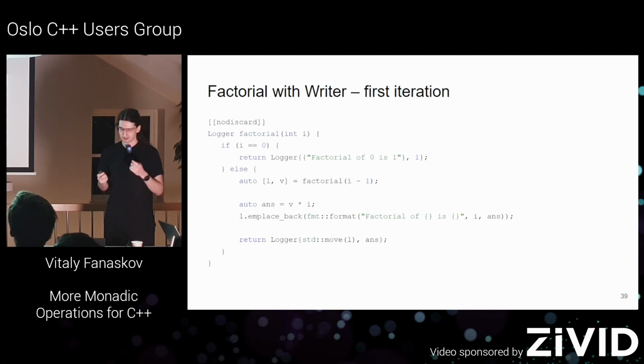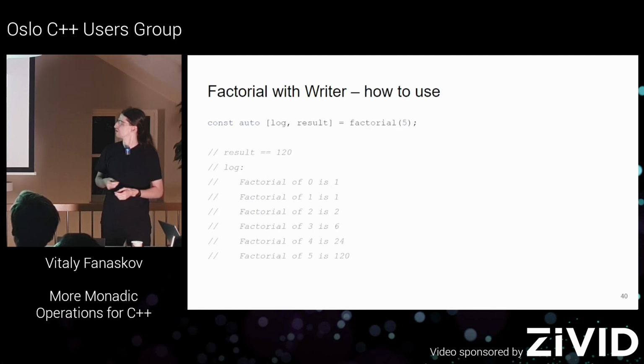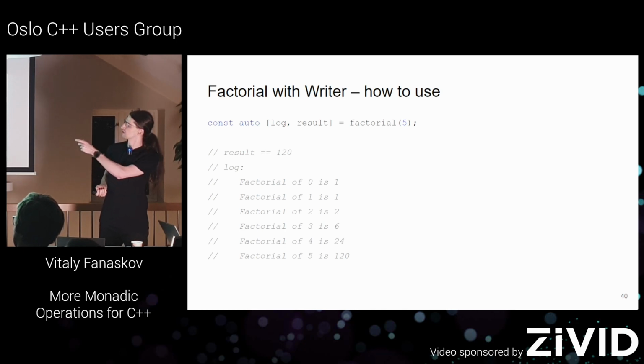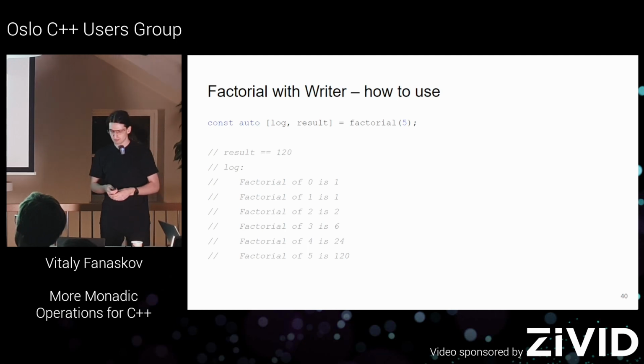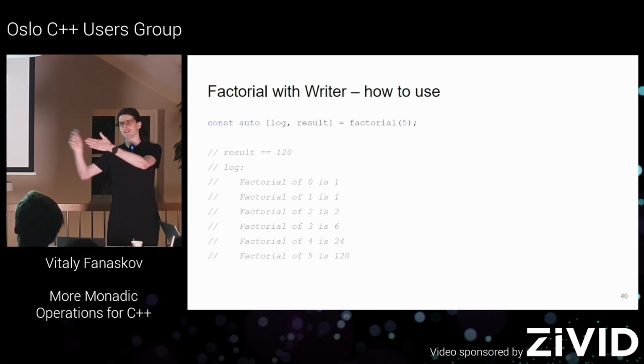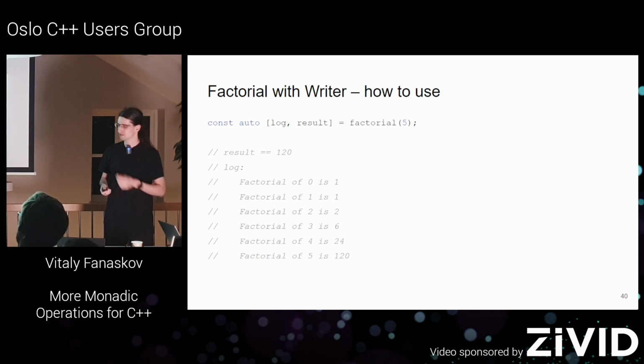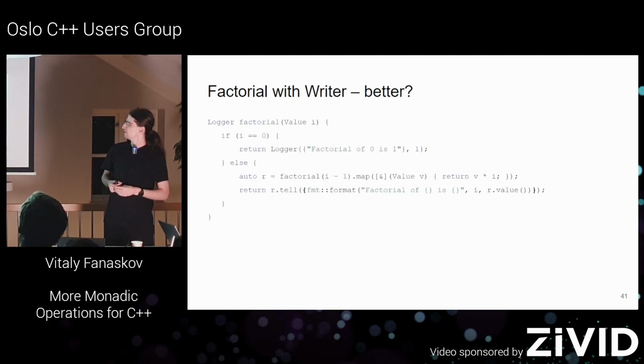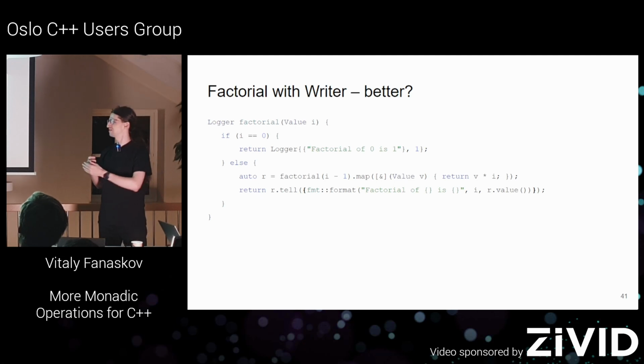But the question is, OK, can you show that it works, right? So, how it works. This is factorial of 5, and the log contains all of these 6 entries, and the result contains 120. But could we do it, say, better? Can we utilize all of these monadic operations, computations we learned so far? Because that might help us to write more compact code in general. Yes, we can do it slightly better with this implementation.